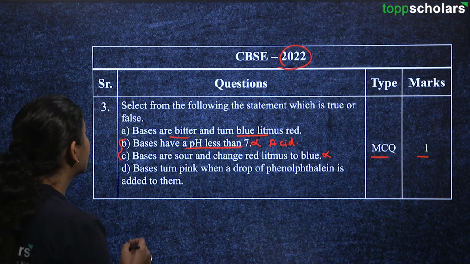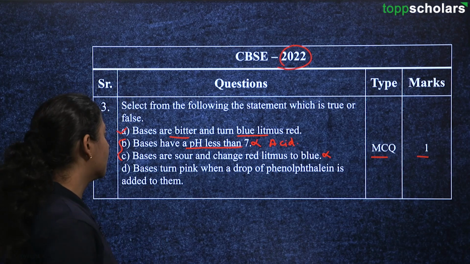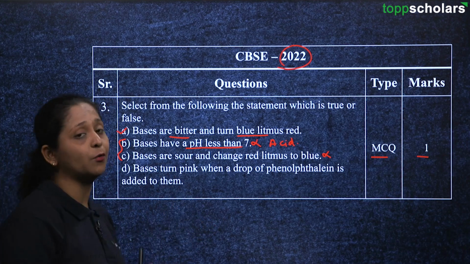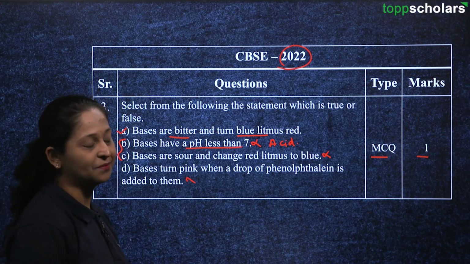Now we are left with two, that is bases are bitter and turn blue litmus red, which will be the correct answer, and bases do not turn pink when there is a drop of phenolphthalein added to it. So again this will be the incorrect one.